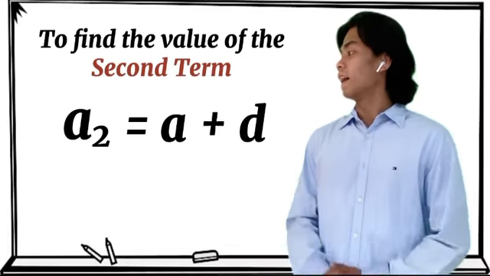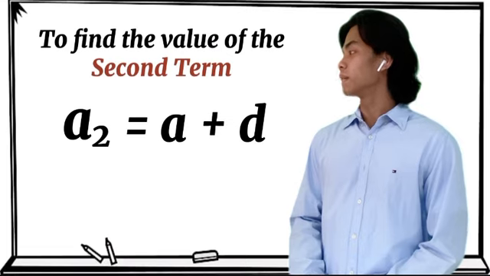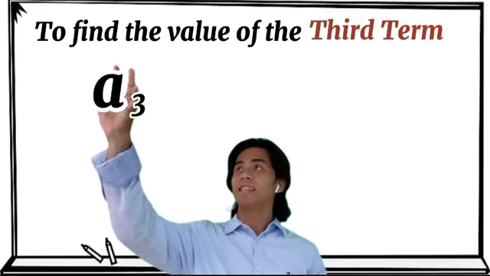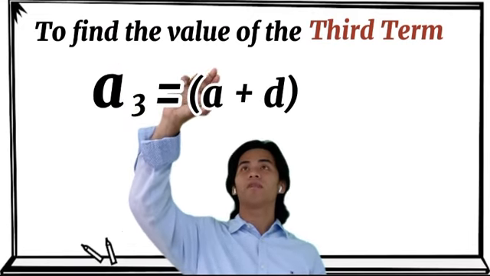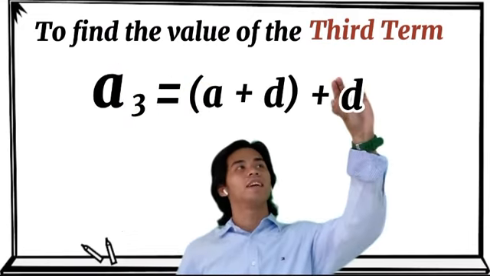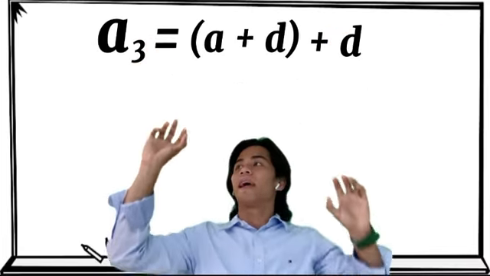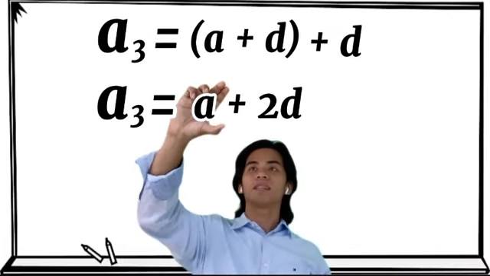For an arithmetic sequence, the common difference is denoted as d, and the first term, a sub 1, is often referred to simply as a. Since we get the next term by adding the common difference, the value of the second term is a sub 2 equals a plus d. Continuing, the third term is a sub 3 equals the quantity a plus d, plus d. Or in simplified form, a sub 3 equals a plus 2d.